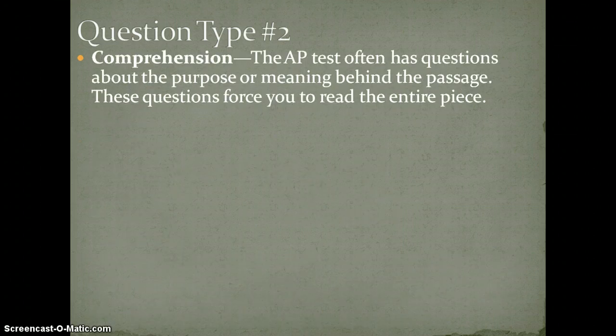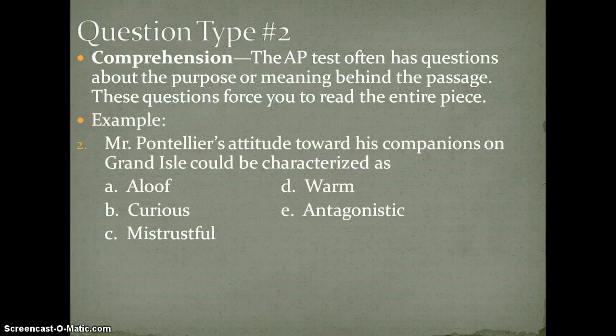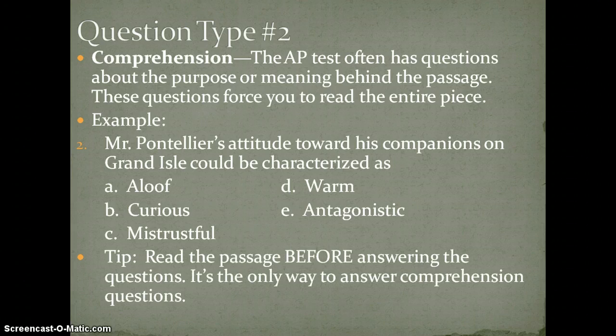Question type number 2, comprehension. The AP test often has questions about the purpose or meaning behind the passage. The key here is that you have to read the entire passage. This forces you to do that. For example, Mr. Pontellier's attitude toward his companions on Grand Isle could be characterized as, unfortunately, there isn't one tiny little piece of this passage that's going to give this question away. Read the passage before answering the questions. It's the only way to answer comprehension questions.